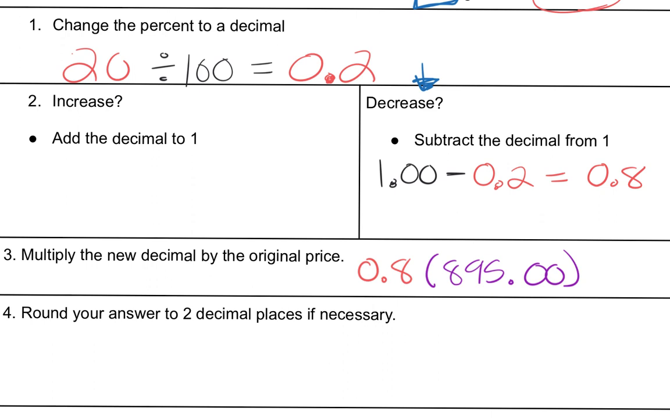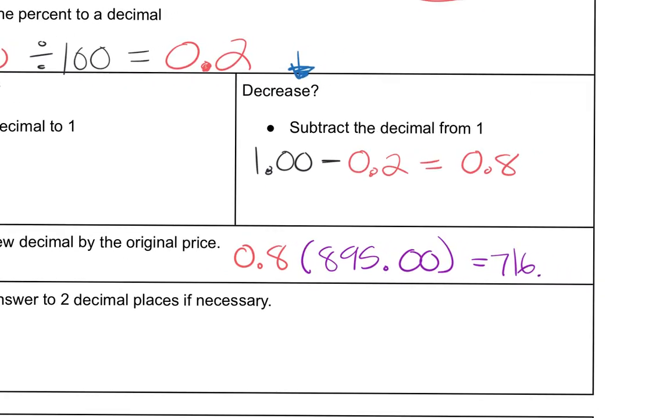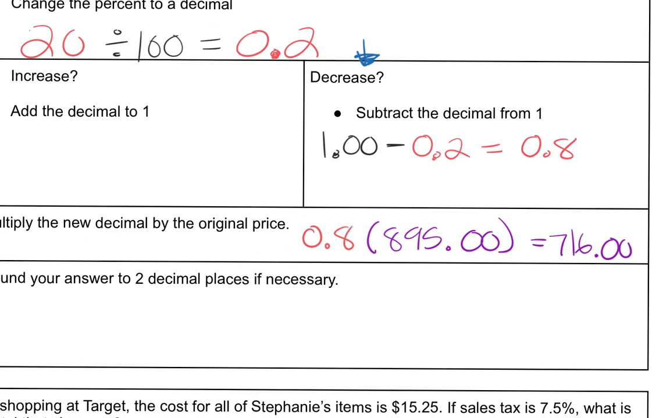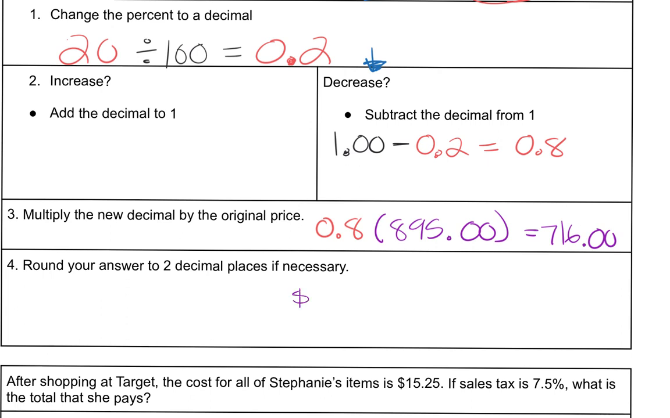Please use a calculator. I just can't show you mine, but I promise I used a calculator. It's $716 and 0 cents. And this one we don't need to round, but to make it look like money, it does need to have a decimal and 2 numbers after the decimal. So if there's no decimal there, you just add one and put 2 zeros after it.